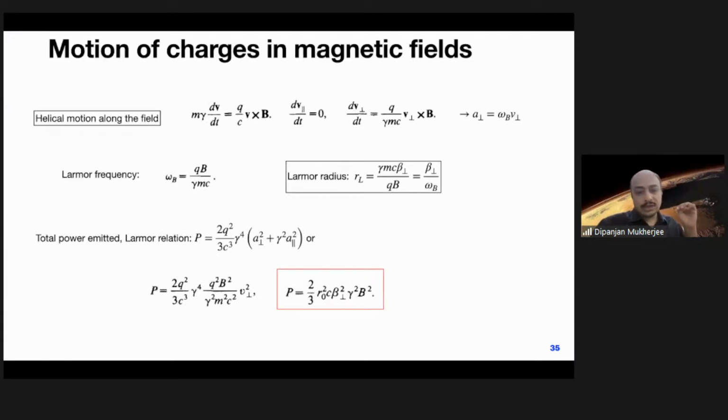Okay, now I'll go into a bit more detail about the motion of charges in magnetic fields, which is tending towards the synchrotron derivation. So at this point, I'd like to pause and take 2 or 3 questions if there are any. If you can raise your hand, and I'll see if there are any questions in the chat box.